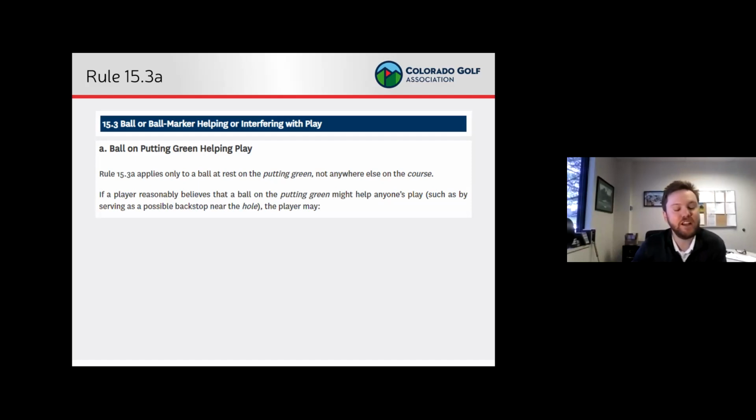And before we get to that, you just kind of notice here, it says that if a player believes that a ball might help anyone's play, there's nothing terribly possessive. It's not my ball or anything like that. It's anyone's ball. So if I'm player A and I see player B and player C over there, and player B's ball is in a position to serve for player C, even though I'm not necessarily involved in that, I could say, hey, I have reason to believe that a player's ball on the putting green might help anyone's play.